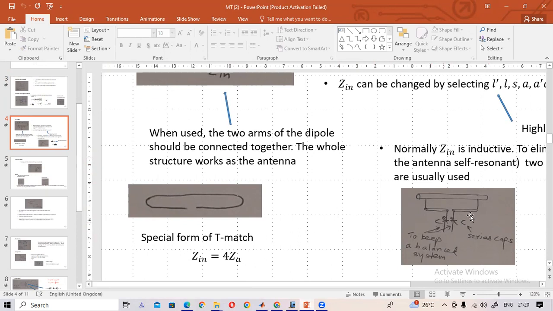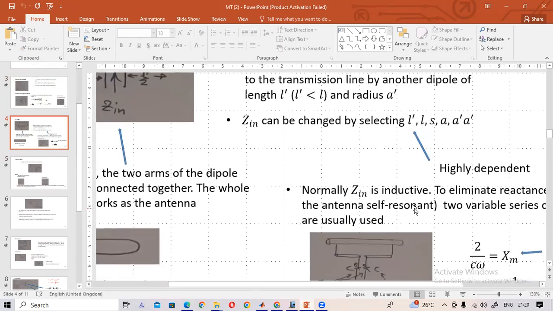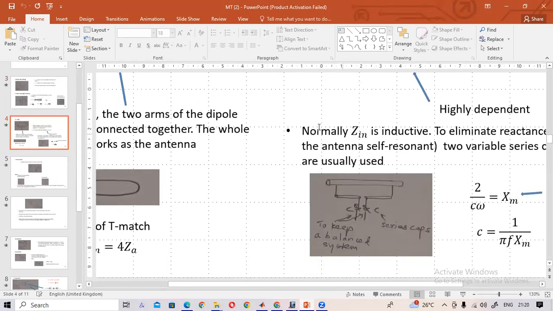So we are talking about this one. Normally this is inductive. So here we have an inductive reactance.